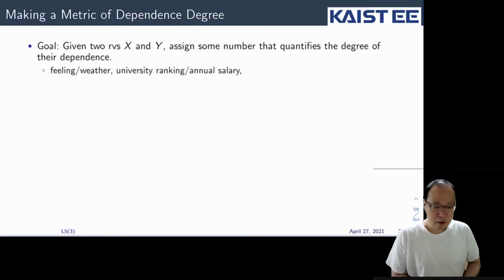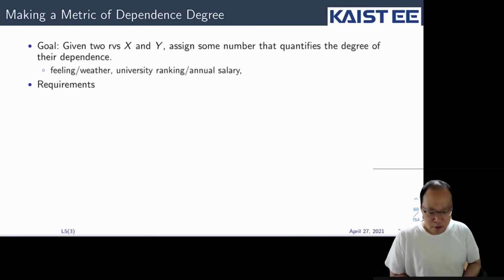The example of quantifying the degree of dependence is that the feeling like happy or sad versus the weather, they may have some dependence, but our question is the strength of their dependence. Sometimes to some people they can be weak, or to some people they can be strong. Okay? How can we quantify this? Another example is the university ranking versus annual salary. It may have some correlation, but again, how strongly do they depend on each other?